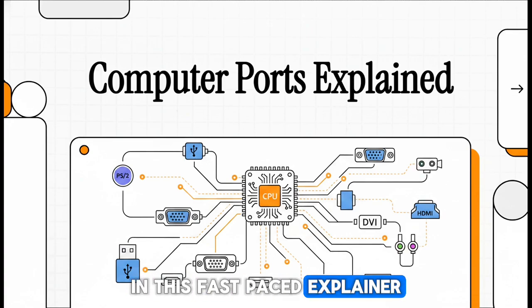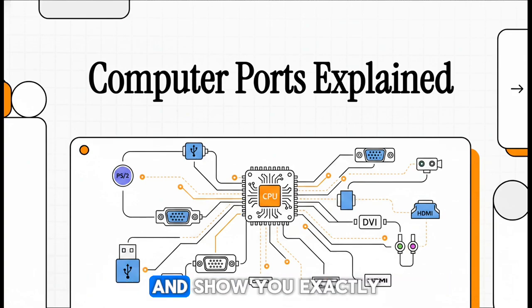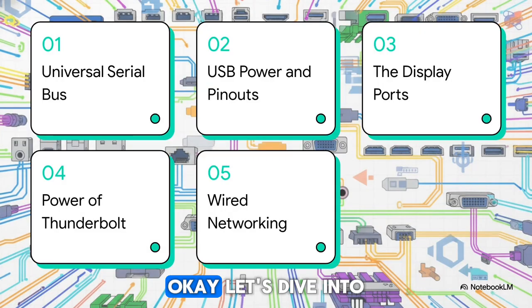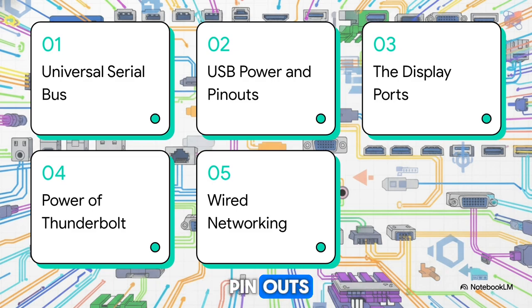In this fast-paced explainer, we'll trace the evolution of these technologies, break down their hidden capabilities, and show you exactly how the hardware sitting on your desk actually works. Okay, let's dive into this roadmap. We're going to tear through the universal serial bus, unpack USB power and pinouts, shift gears to the display ports, explore the sheer power of Thunderbolt, and then wrap the whole thing up with wired networking.